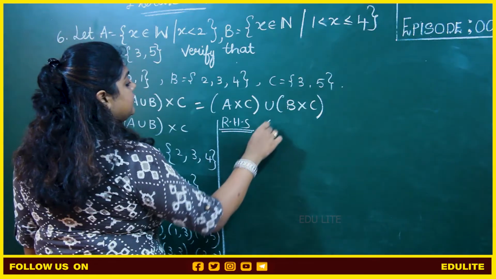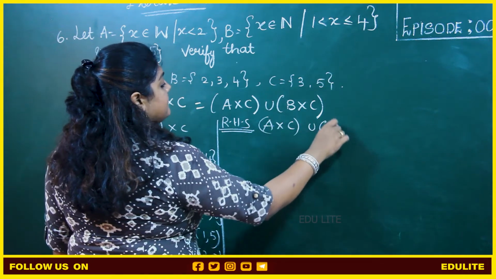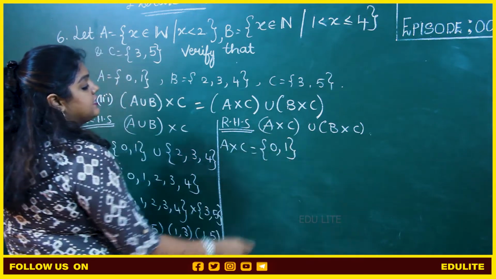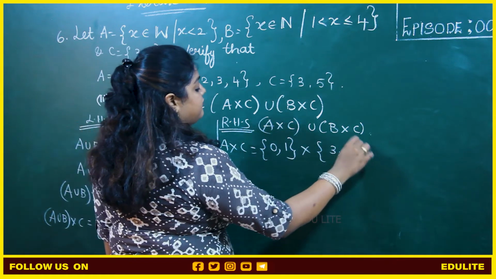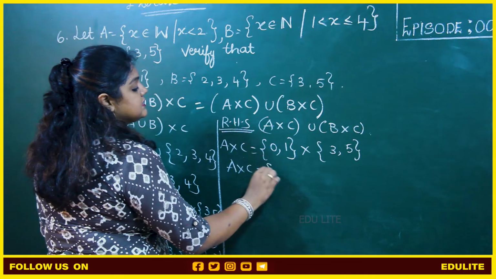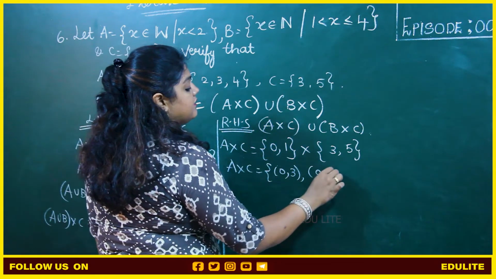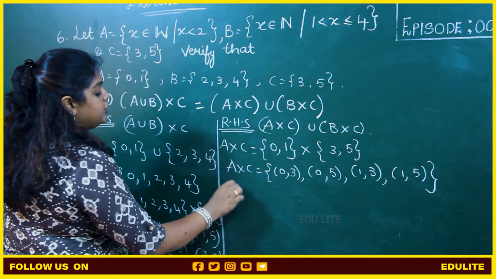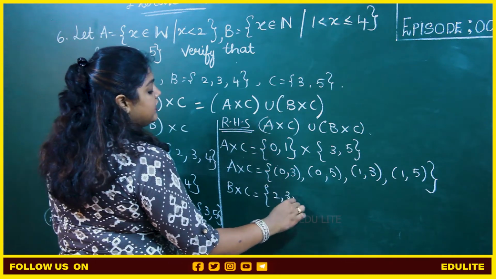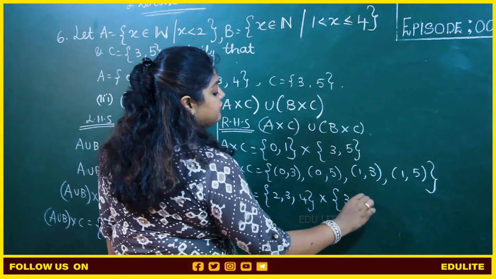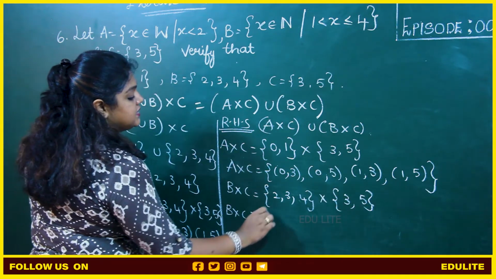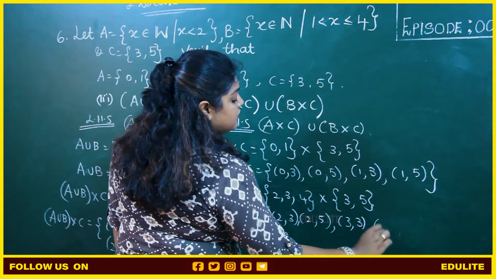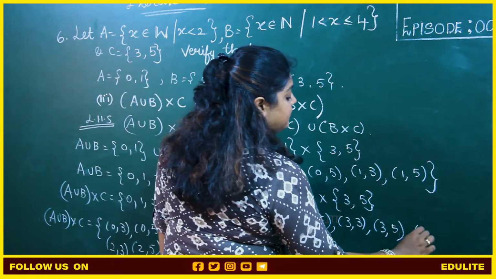Right hand side, first we will compute (A cross C) union (B cross C). We'll take A cross C. The A set is {0, 1}, cross the C set {3, 5}. The cross product between these two will yield us (0, 3), (0, 5), (1, 3), (1, 5). Next, we'll move on to B cross C. The B set is {2, 3, 4}. Cross product it with the C set {3, 5}. We'll get the cross product of B cross C as (2, 3), (2, 5), (3, 3), (3, 5), (4, 3), (4, 5).